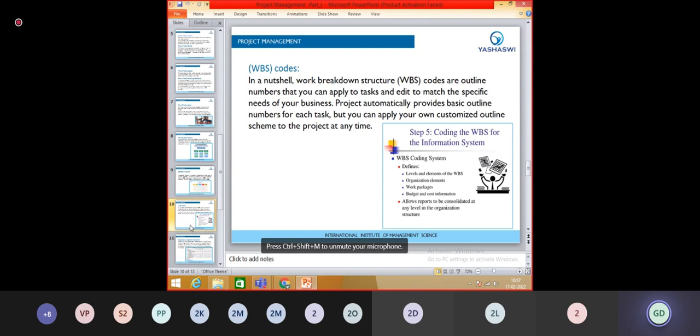The code is nothing but outline numbers that you can apply to an individual task and edit to match the specific needs of your business. The project automatically provides base outline numbers for each task, but you can apply your own customized outline schemes to the project at any time with the WBS codes.